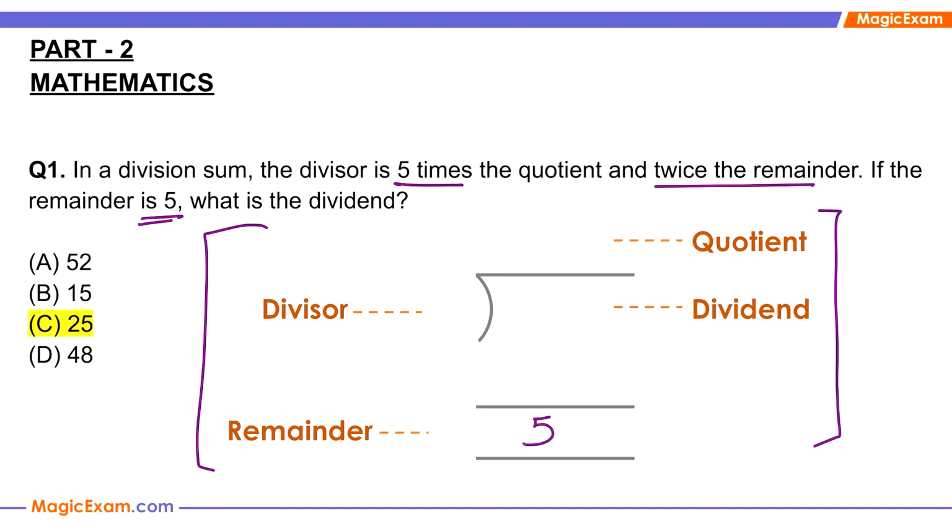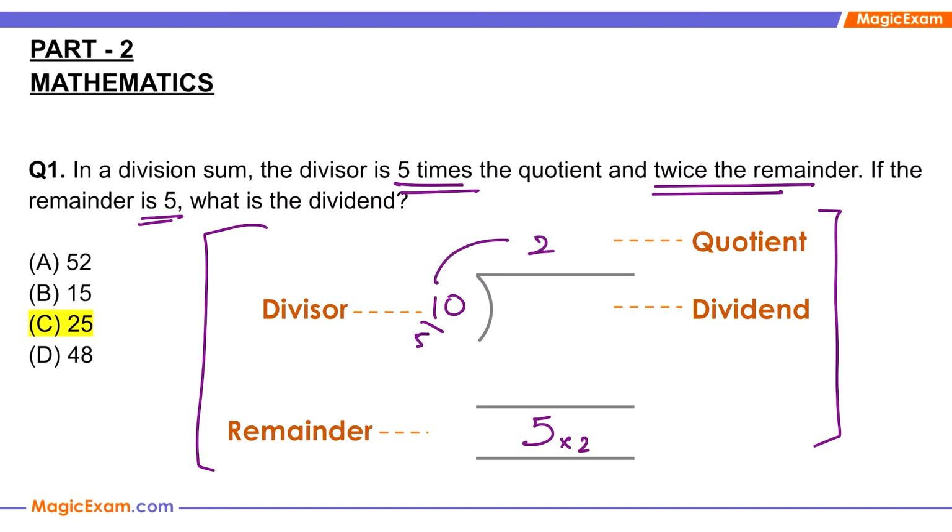So let's put 5 here, and in a division sum the divisor is 5 times the quotient and twice the remainder, which means that if we multiply the remainder by 2 we get the divisor, therefore the divisor has to be 10, and the divisor is 5 times the quotient. Therefore if we divide the divisor by 5 we will get the quotient, so 10 divided by 5 is 2.